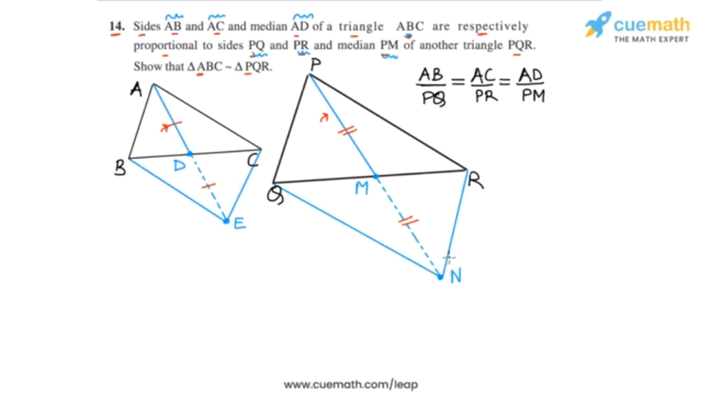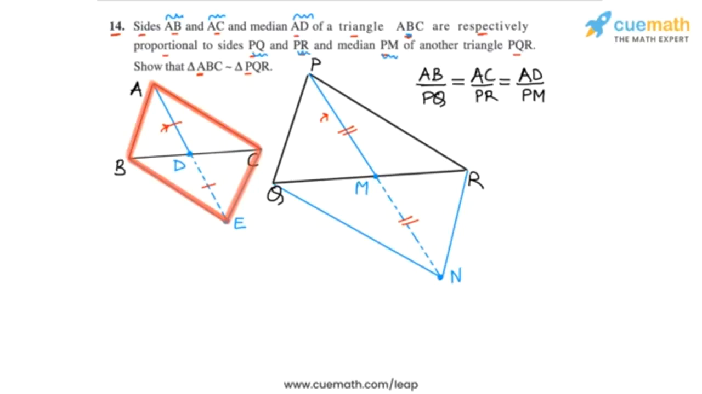Okay, now if we observe the quadrilateral ABEC carefully, I'm going to highlight this quadrilateral for you. We can immediately see that it's a parallelogram, since its diagonals AE and BC both get bisected at the point of intersection D. So ABEC is a parallelogram, correct?